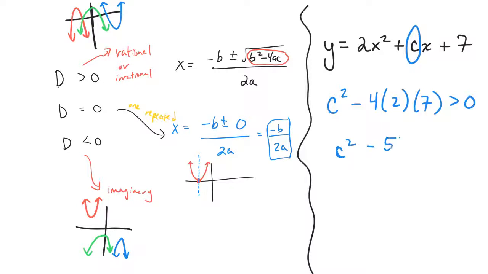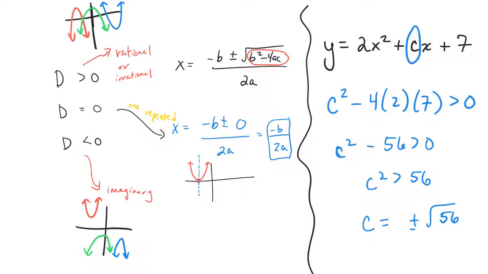8 times 7 is 56. How do I solve a problem like this? Yeah, kind of. It's not the answers though, unfortunately, right? I could say C equals plus or minus square root of 56, but it's not true, right? When I have an inequality and it's a quadratic, my solutions are not called solutions, they're called... Not roots, no?